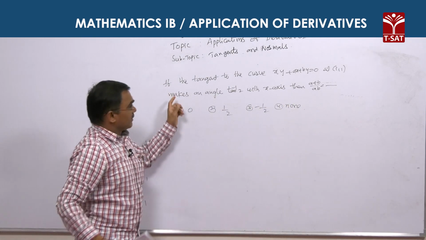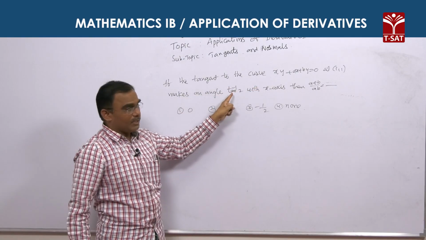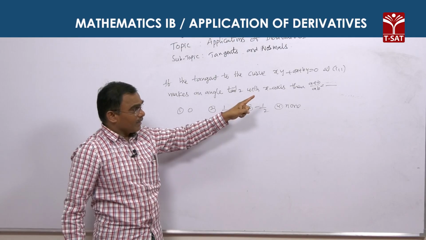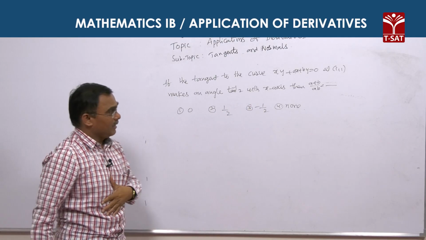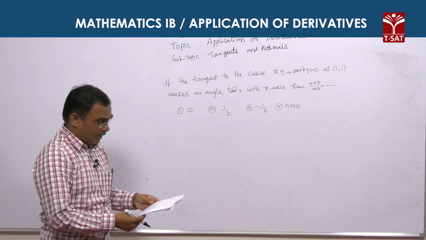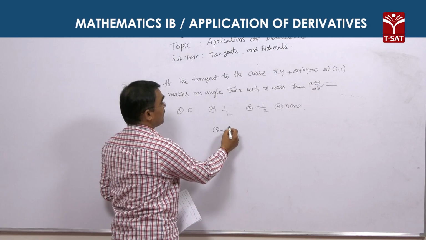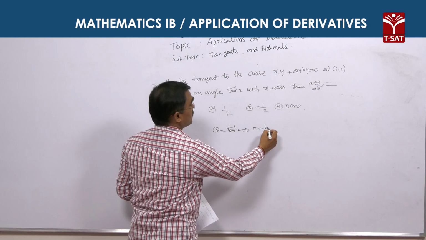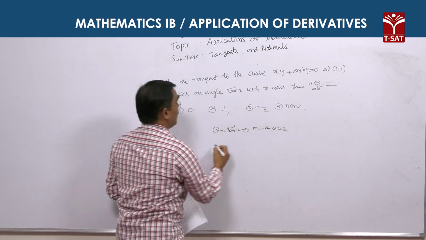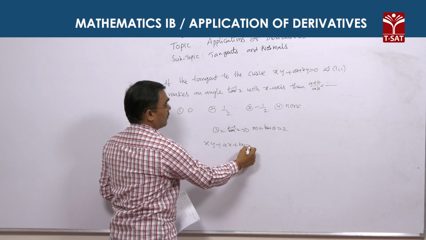The tangent to the curve at the point 1,1 makes an angle theta is equal to tan inverse 2. What is the relation between a and b? And find a plus b by ab. The given angle theta is tan inverse 2, which implies the slope of the tangent m is equal to tan theta. The given curve equation is xy plus ax plus by is equal to 0.